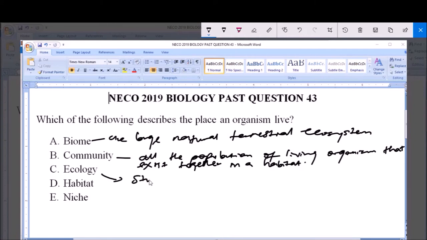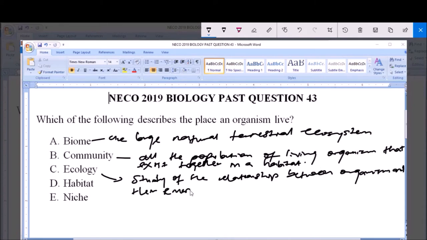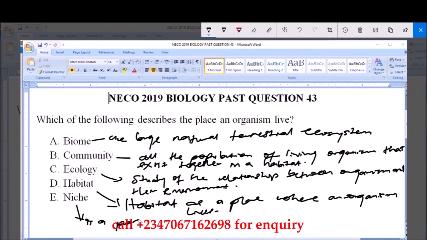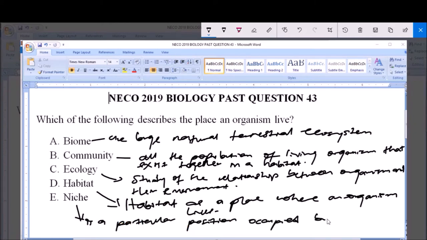Ecology is the study of the relationship between organisms and their environment. Then option D is habitat. Now, habitat is simply described as a place where an organism lives. That's a habitat. Then a niche, or ecological niche, is the particular position occupied by an organism and its function in a habitat.